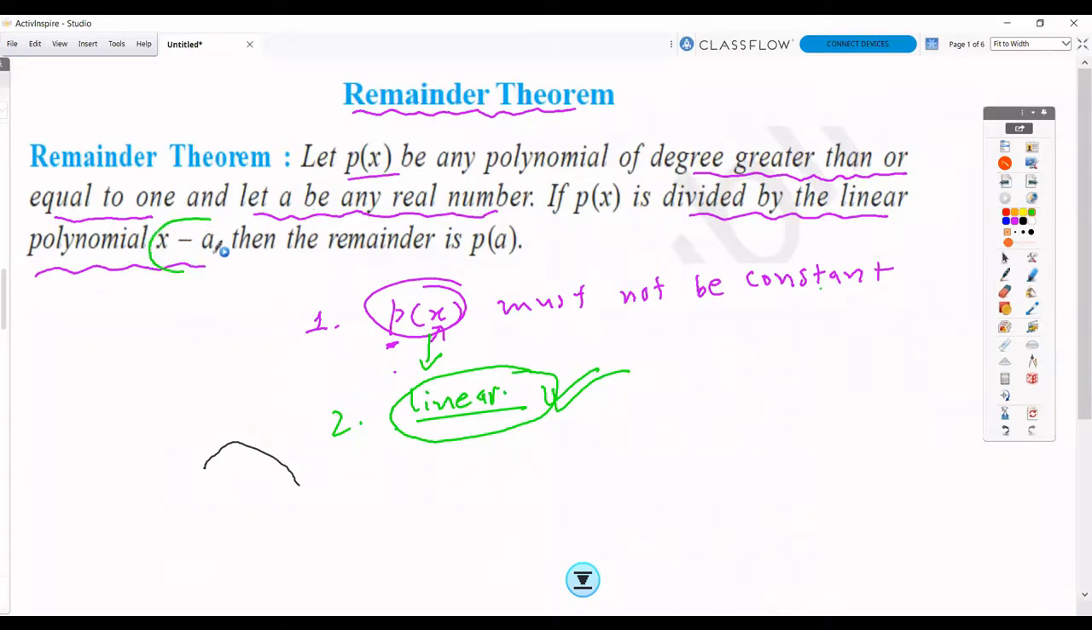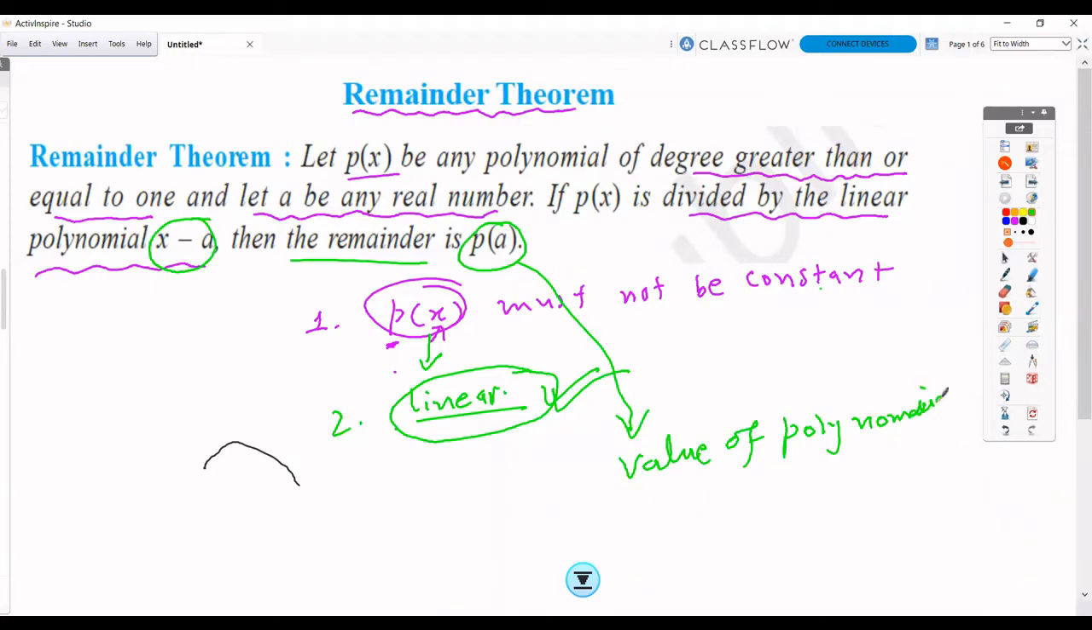In this form, the remainder is P(a), meaning the value of the polynomial at x equals a. Got it? This is equal to the remainder. So this is the easiest way to find the remainder.